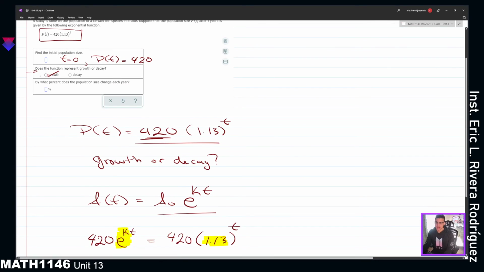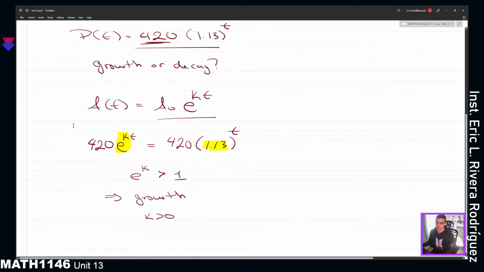To answer the last question, then you need to solve for k. Okay, but I'm not going to do that here. It is the same process. Cancel both sides for 20. Use the natural log to cancel the exponential expressions.